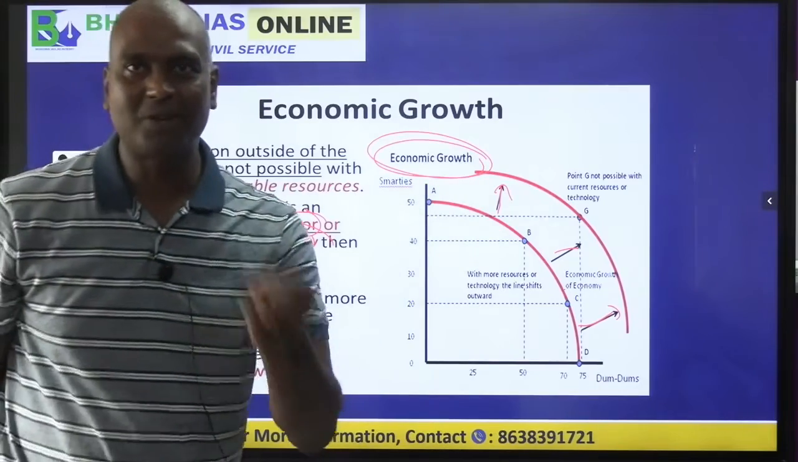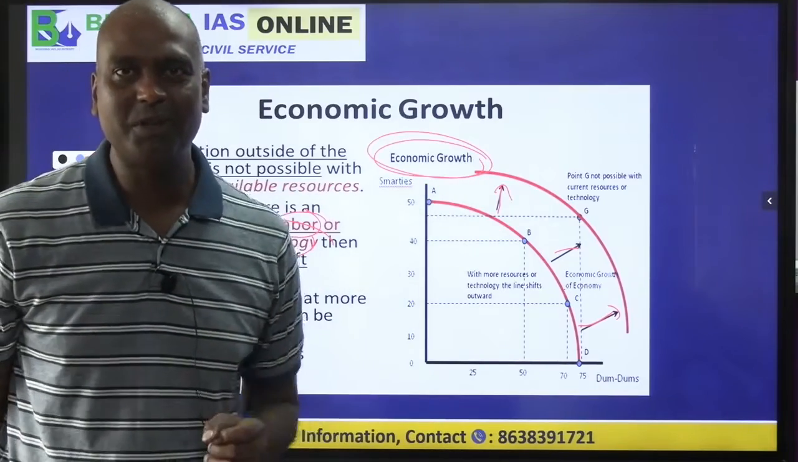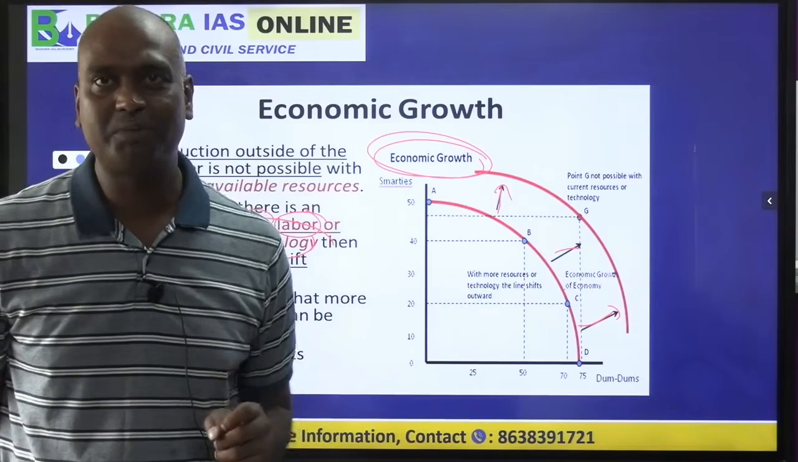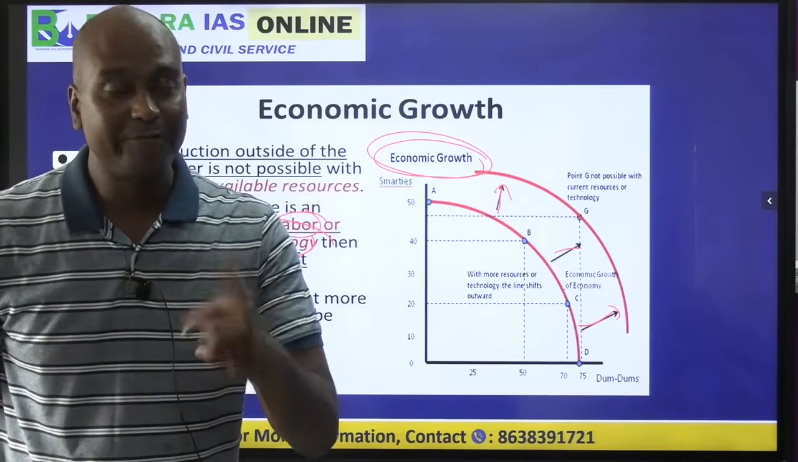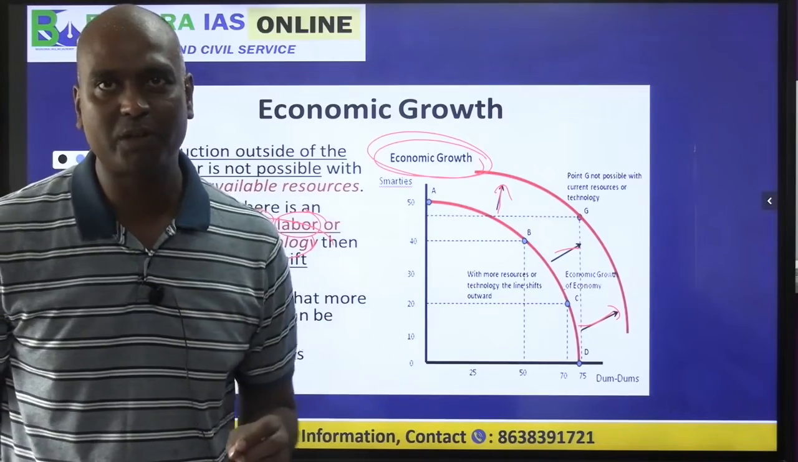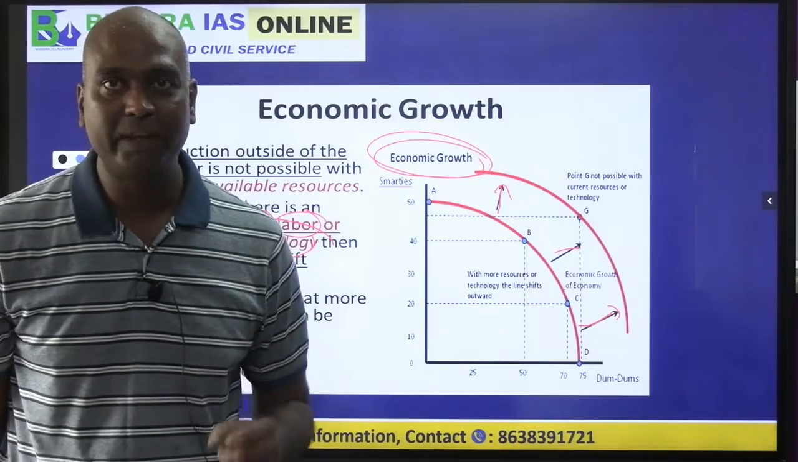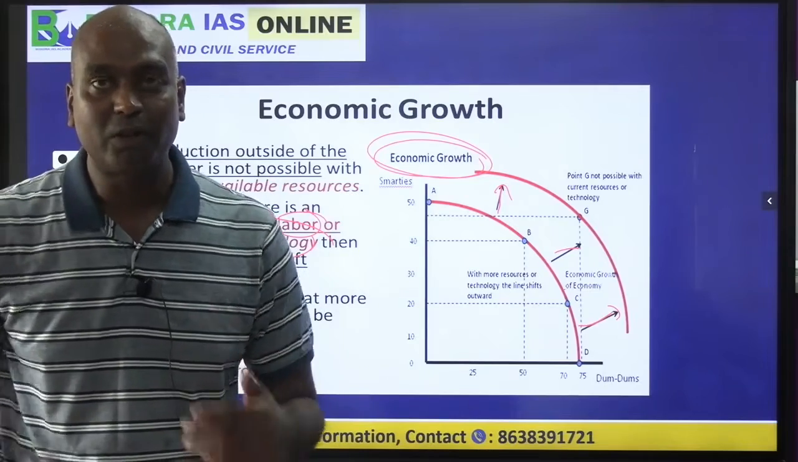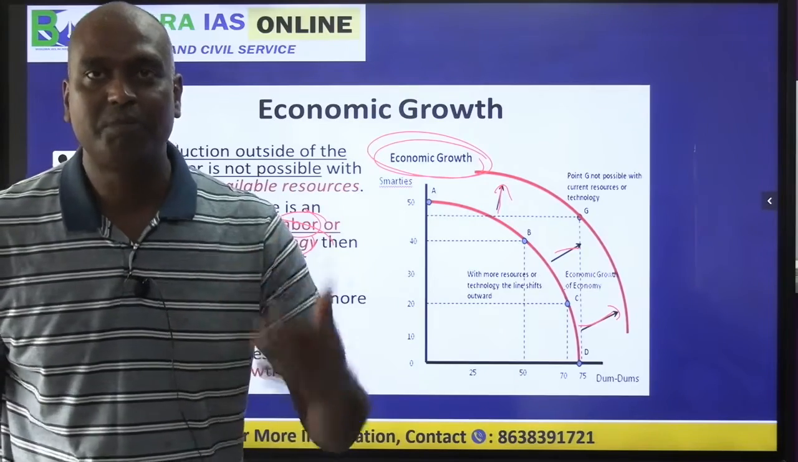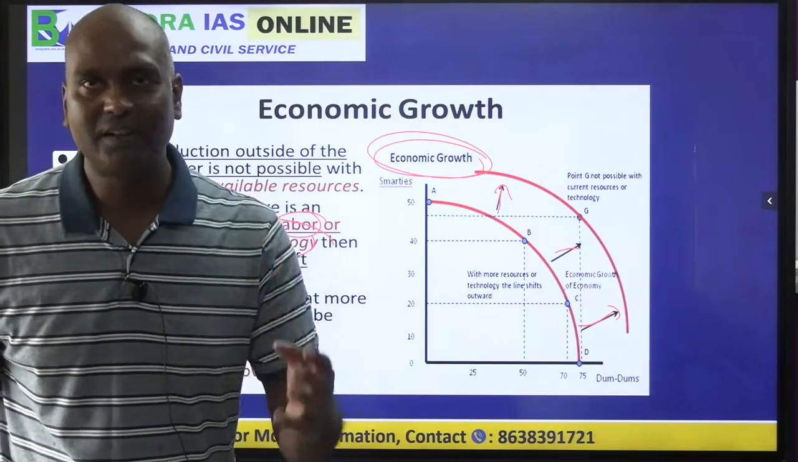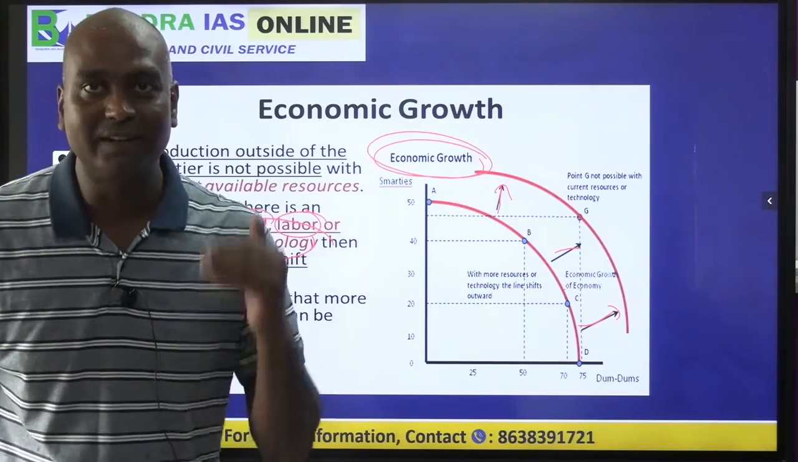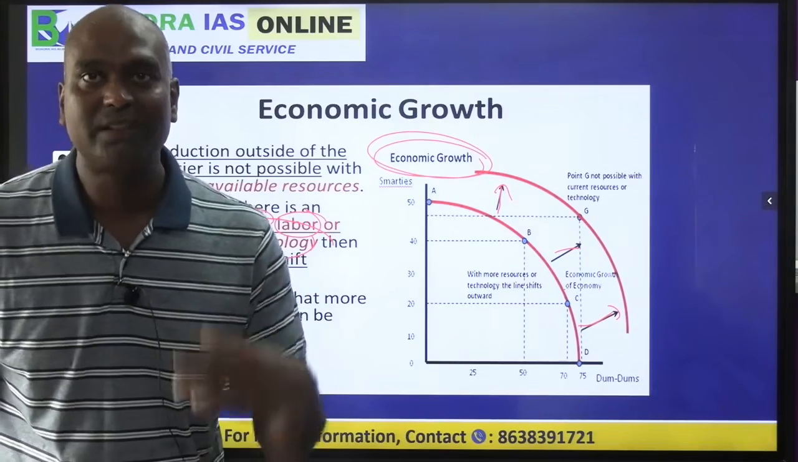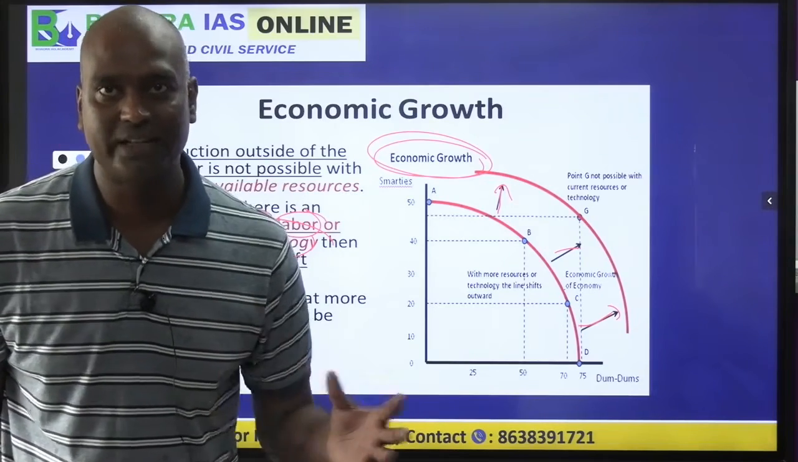So very simple concepts. What is production possibility curve? How to draw the production possibility curve? What do you mean by efficient and inefficient level of production? What is potential GDP, what is economic growth, and what is the shift of the production possibility curve? So these are very basic concepts to understand national income as well as the production possibility curve itself.